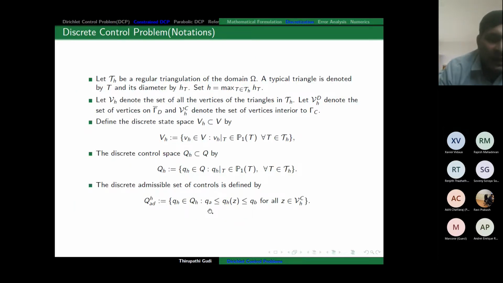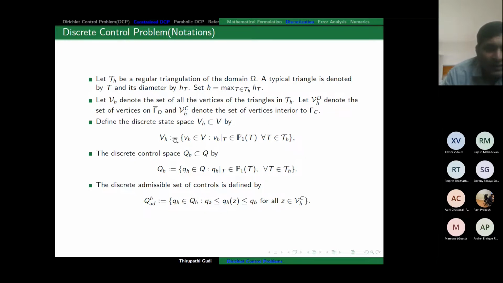So now going to the numerical approximation. We take the domain omega and take a regular triangulation with triangles, and each typical triangle is denoted by T, and its diameter is h_T. And for notational convenience, h is the maximum of all the mesh sizes of all the T's. And V_h is the set of all vertices in the triangulation. Once we have the triangulation, we can collect all the vertices. And there are some vertices that sit on Gamma D and also on Gamma C. This is the notation we give.